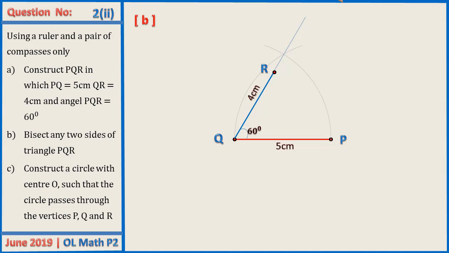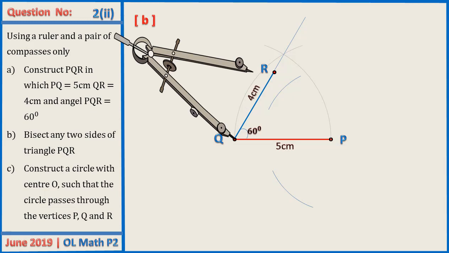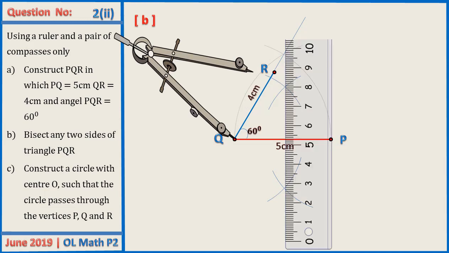Now the next thing is B, to bisect any two sides of the triangle PQR. I'll start by bisecting the line PQ. Bisect means divide into two equal parts using construction lines. So I'll place my compass at P, open it out to above half of the length of the line PQ, and make a construction line above and another one below. I will now place the compass at Q and do the same thing, open it out, make a construction line above and below. Now we have to link these two points of intersection using a ruler, with a faint line.